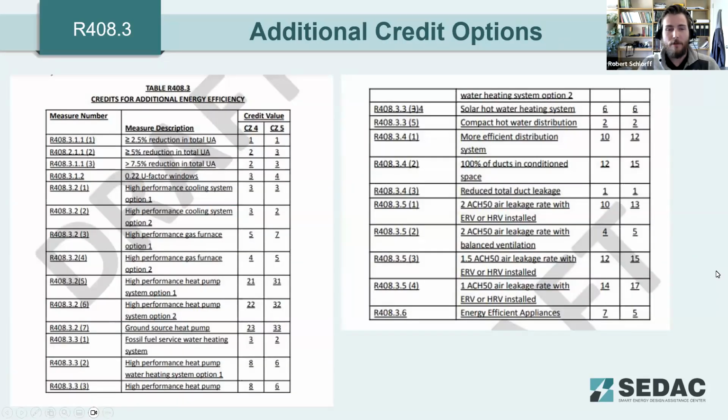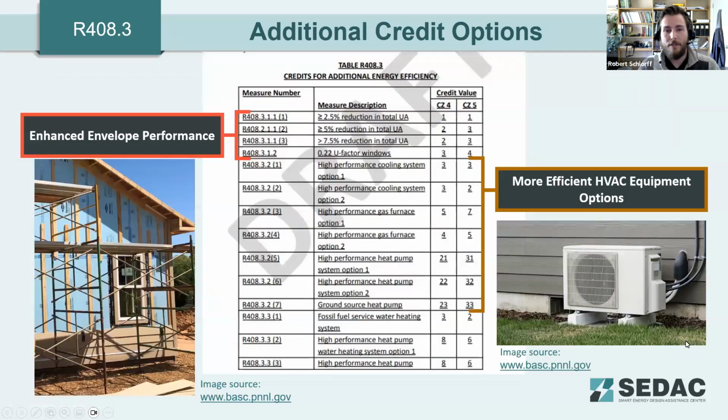Looking at that table of points here real quickly, and we'll go through this a little bit more on the next few slides, but this is the list of additional efficiency options as it stands at the moment. So you can see you have a column for climate zone 4 points and a column for climate zone 5 points. Remember, if you're confused about climate zones, go back to chapter 3 of the IECC. Let's walk through a few of these here real quickly.